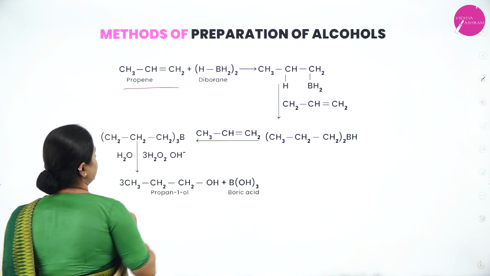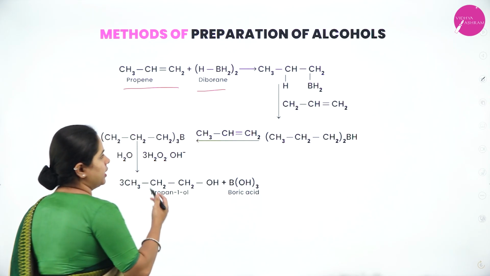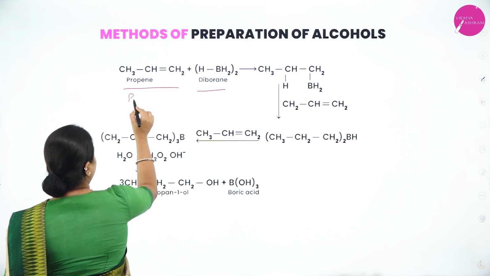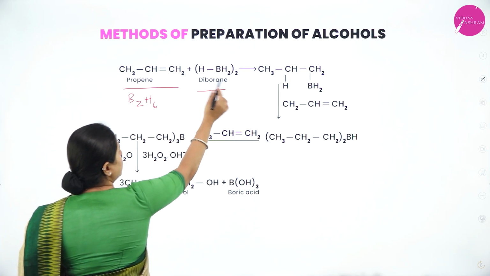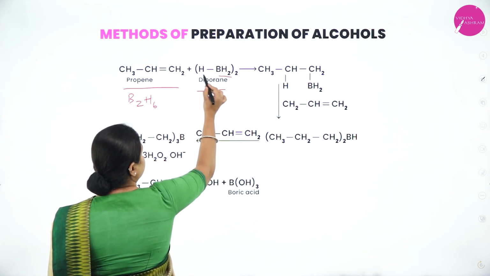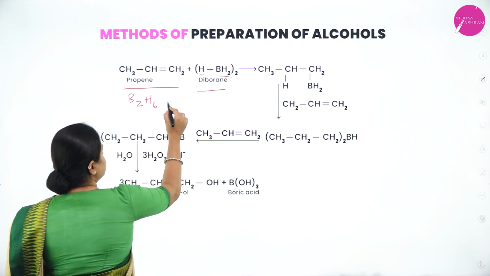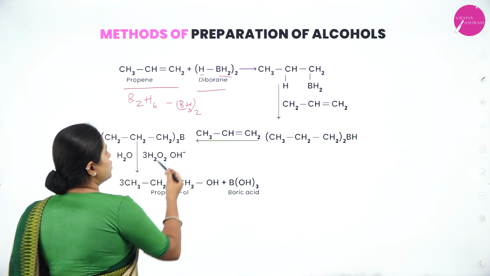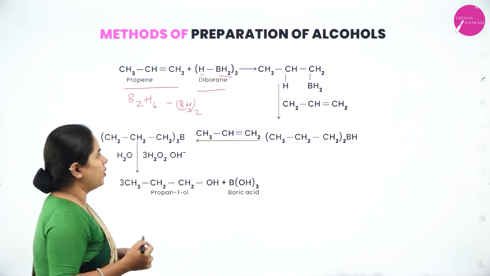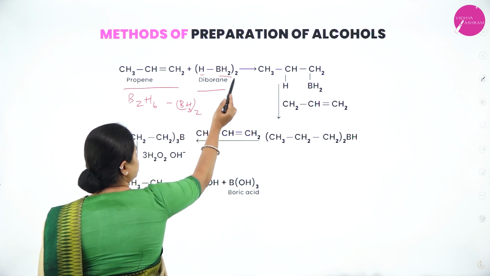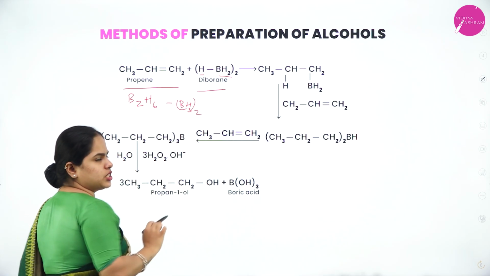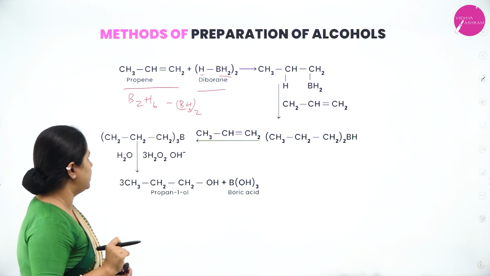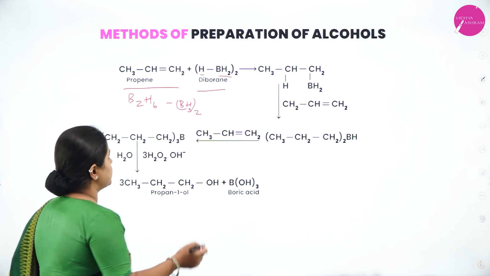So propene is taken here, to which diborane is added. This is also diborane, B2H6, which is just written in this form. It is BH2 and H means BH3. So this can also be written as BH3 twice. So that is what is written here, BH3 twice, and this hydrogen is written separately for us to easily understand. So now what happens in the first step?